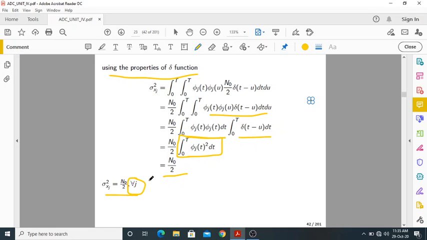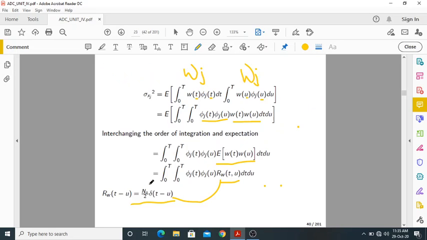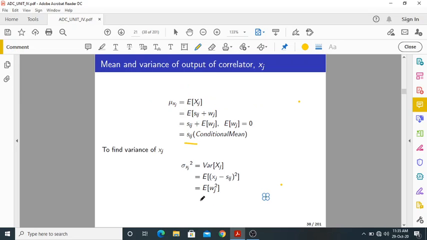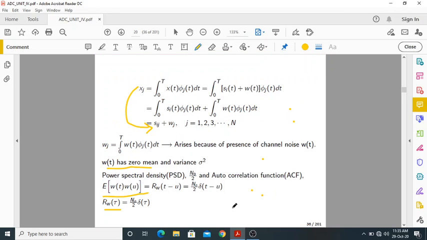Otherwise we don't need to do all this calculation. Simply, what you got here is that the expectation of Wj square is nothing but the variance of Wj, or the variance of W of t. What is the variance of W of t?